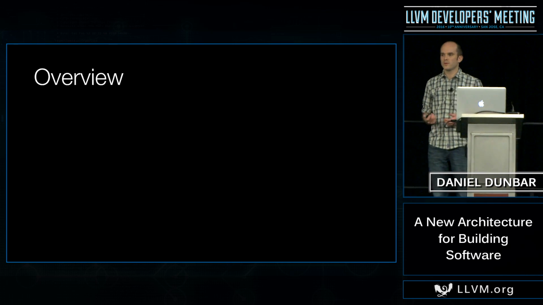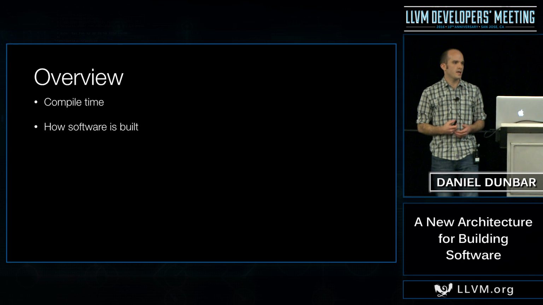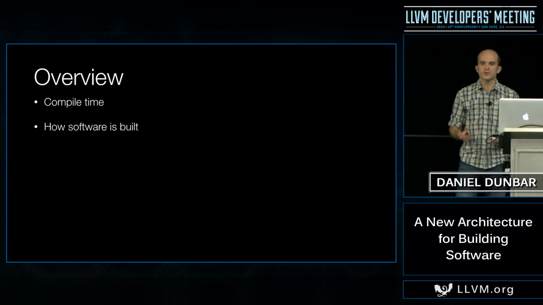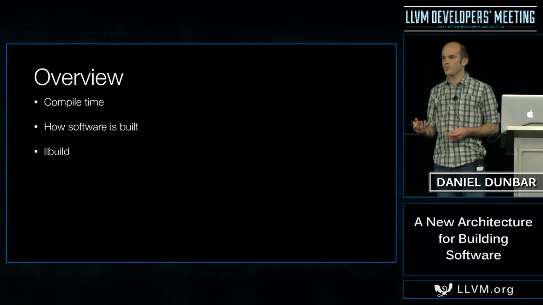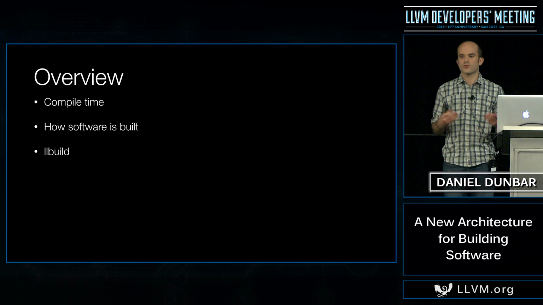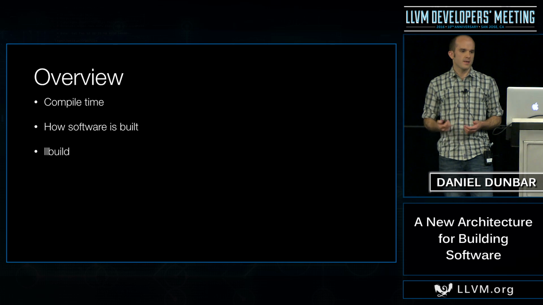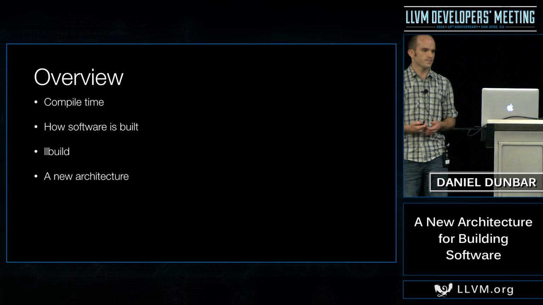So a little overview of the talk. I want to start by talking about compile time, Clang compile times, and then move to talking about how we build software today, how we compile our software. And then I'm going to talk some about llbuild, which is one of the things that I went off and built, and it's a framework for building build systems. And then finally, talk about this idea of a new architecture for building software.